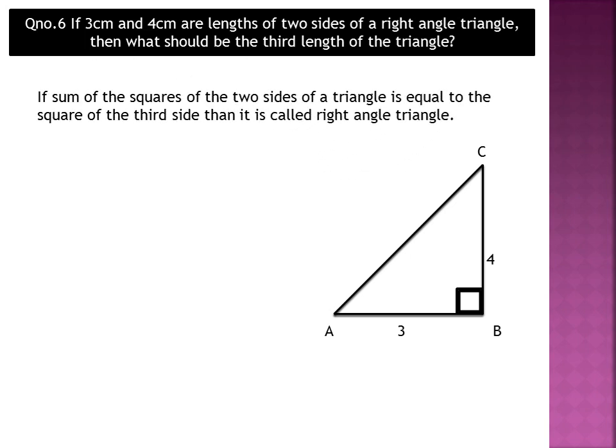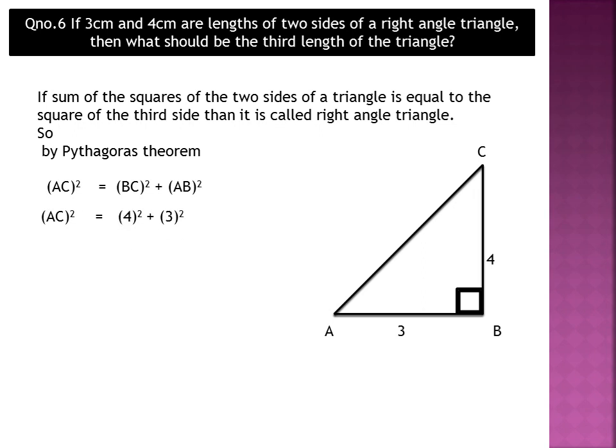And we know that if the sum of the squares of two sides of a triangle is equal to the square of the third side, then it is called a right angle triangle. Here we use the Pythagoras theorem, which states that hypotenuse square equals perpendicular square plus base square. It can also be written as AC square equal to BC square plus AB square. Now put the values of the sides in this equation.